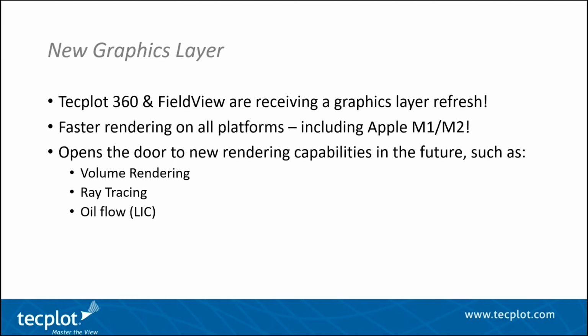You also know that Macintosh or Apple machines have moved to the M1 and M2 chips, and Apple has migrated to using their own rendering layer called Metal. We've started to see some degraded performance, particularly on the Tecplot 360 side, on rendering on some of those Apple machines. So we're doing this refresh to improve the rendering performance on all platforms, including Apple. This work also opens the door and sets the groundwork for other new rendering capabilities in the future, such as volume rendering, ray tracing, and oil flow, also known as line integral convolution.